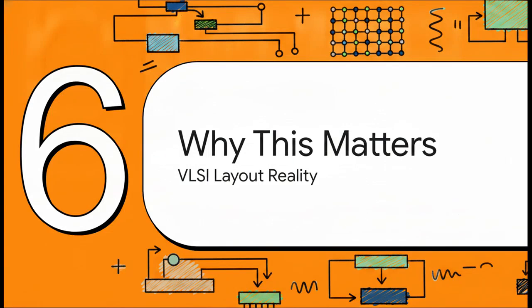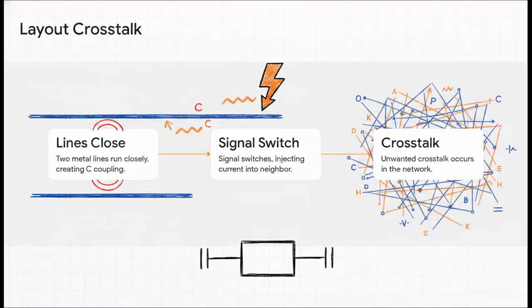Finally, Part 6, why this matters in VLSI. Let's ground all this abstract math into physical reality. Look, if you're a VLSI layout engineer, you might be thinking, hey, I just draw polygons and route wires. Why do I care about a two-port network? Well, because your layout doesn't exist in a vacuum.